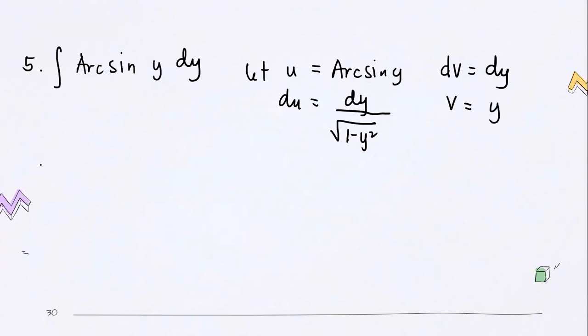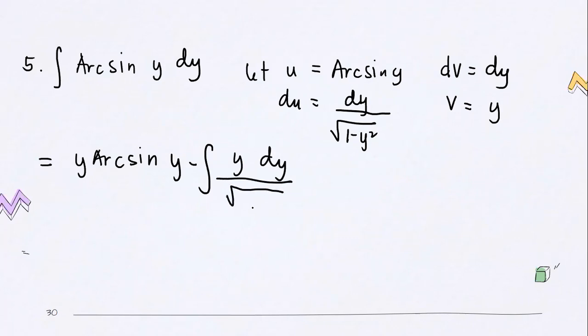Okay, we have uv, y arc sine y, minus the integral of v du. Therefore, we have y dy over square root of 1 minus y squared. Okay, therefore, we have equal now to y arc sine y minus, negative times negative y squared.